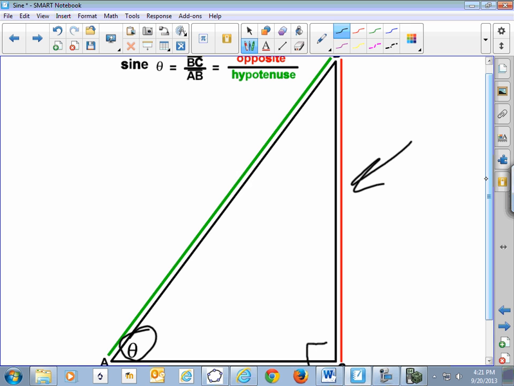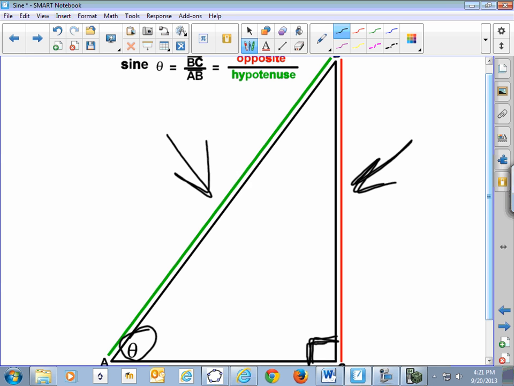Now you might notice that this is a right triangle, 90-degree angle there. The length of the side opposite divided by the length of the hypotenuse. So that's just the definition of the sine of an angle. So that's what sine has been defined as.